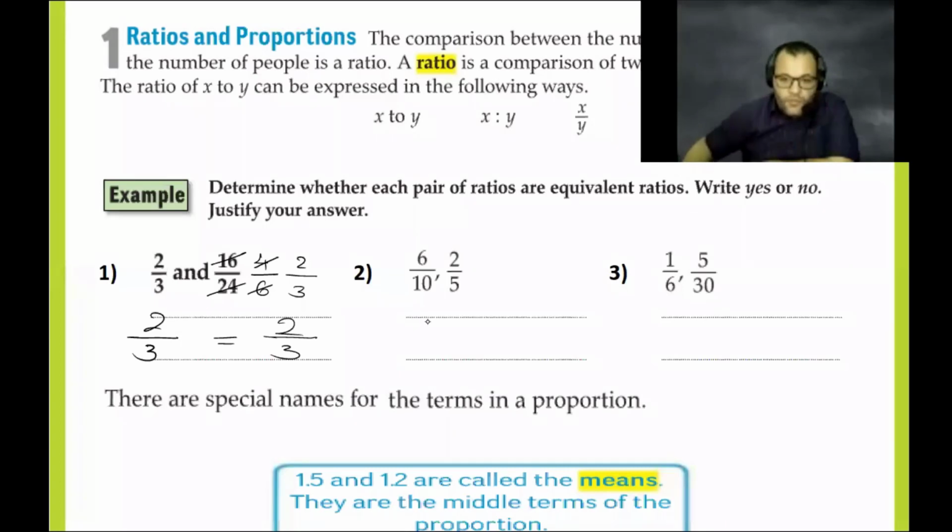Simplest form: divide 6 by 2 and 10 by 2, so it will be 3 over 5. And the second one is 2 over 5. Yes, this is the simplest form. Not equal.